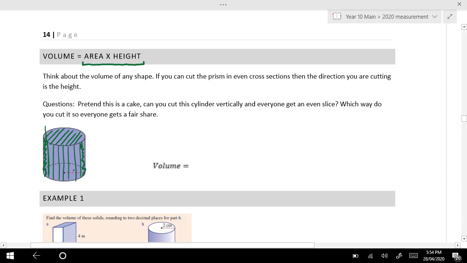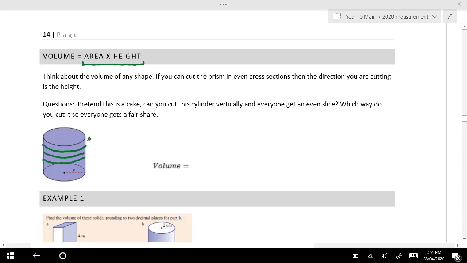In actual fact, if I was to make this even, so everyone gets a fair slice, then we'd have to go in this direction here. That direction there is our height, and our consistent cross-sectional area is just the area of a circle.